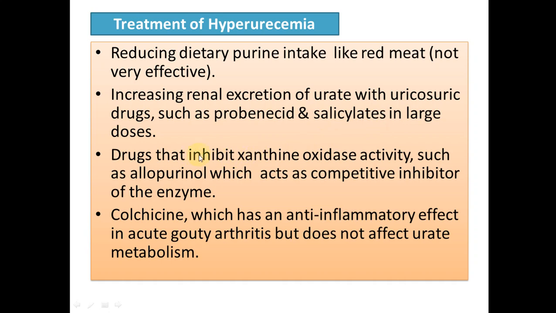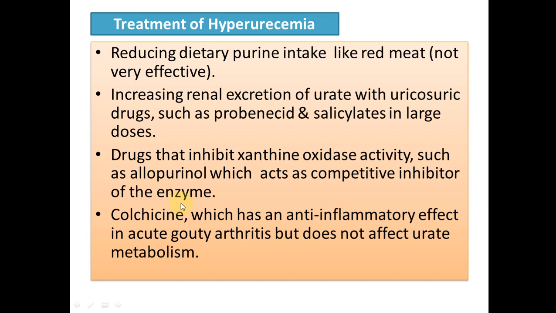Now, there are drugs that inhibit the xanthine oxidase. We know that the xanthine oxidase is the enzyme which converts xanthine into uric acid. So, the allopurinol can be used to inhibit the activity of the xanthine oxidase enzyme and to prevent the conversion of xanthine into uric acid.